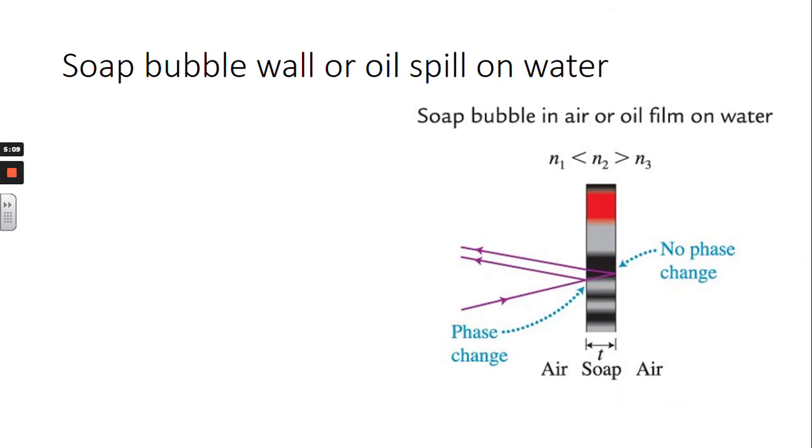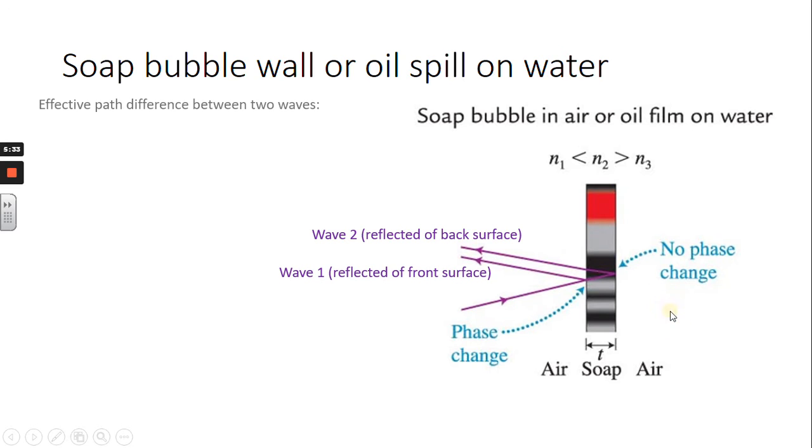So a soap bubble wall or oil spill in water. Let's look at what's going on there. We've got waves coming in. Here's wave 1 that gets reflected off of the surface. Then here's wave 2, which passes through and then reflects off of the back surface. There is a phase change going from air to soap. There is no phase change going back from soap to air and reflecting.